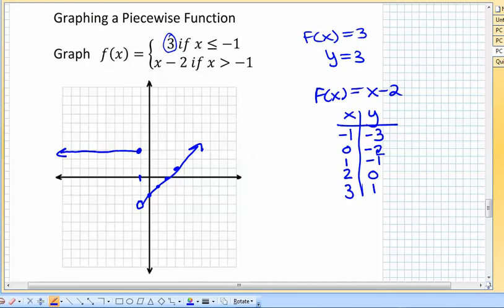So notice I have two parts because it's a piecewise function, meaning it's got two separate parts. The first part is when it's less than or equal to -1. That's when it's y equals 3, and that is my horizontal line. And then the second part, when it's greater than -1, I drew my line making the table of all the values greater than -1. I leave the open circle at -1 because it's not equal to -1, it's just greater than.